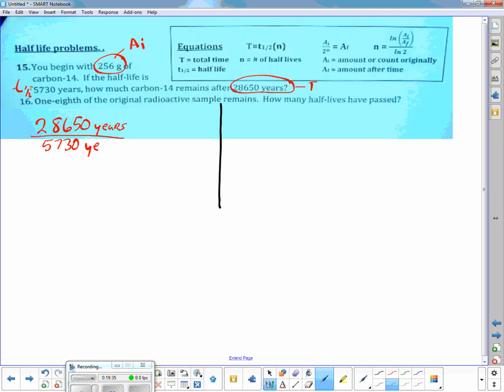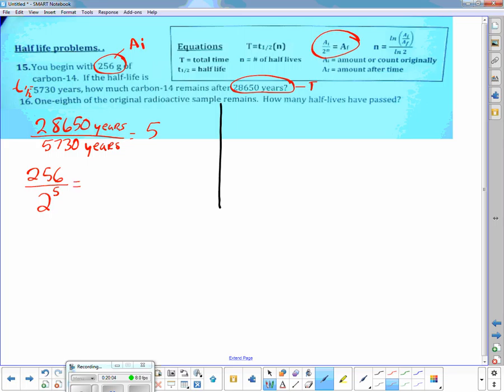Somebody that's got a calculator, since I got all mine locked up and I can't get to them, please plug it in. Let's see what we get. 5, exactly. Awesome. So we have 5 half-lives. That means I can go right to this equation and take my initial amount, 256, divide it by 2 to the 5th power, and get an answer.